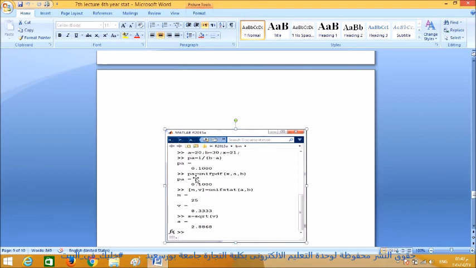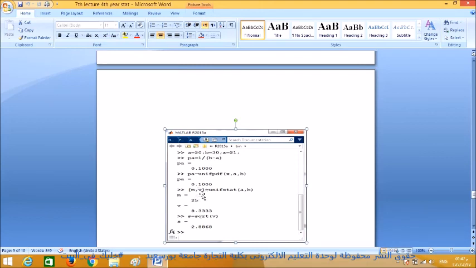Or you can use unifpdf(x, a, b), where x equals any value between A and B. For example, 21 or 22 or 25 or 29. So this probability equals 0.1.